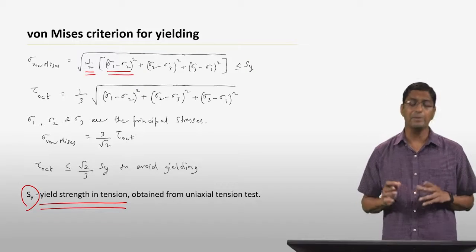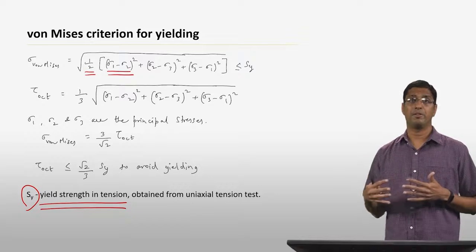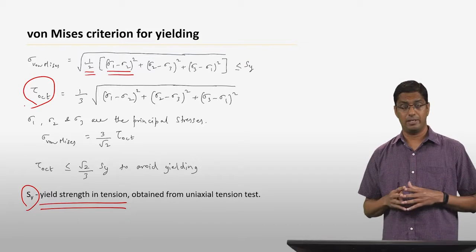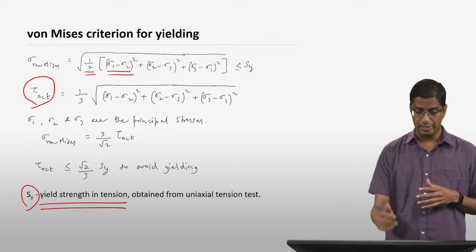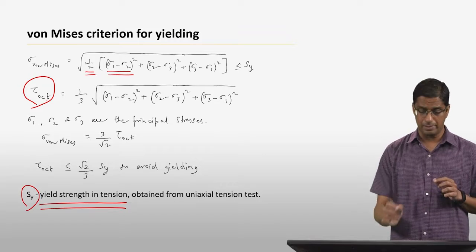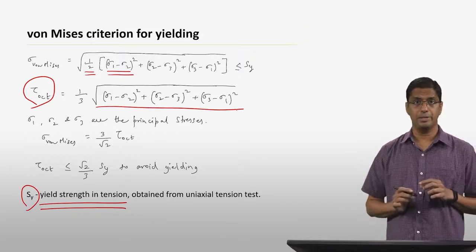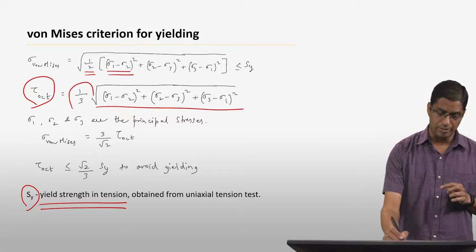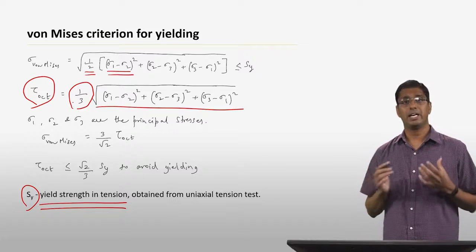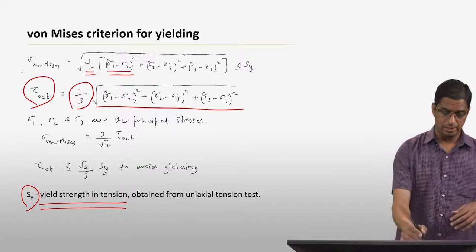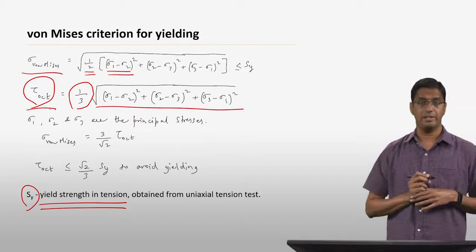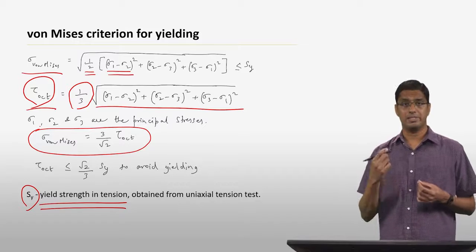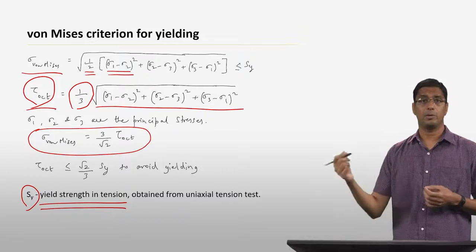Okay. Now, if you recall the expression for the octahedral shear stress, which is here, it has a formula that is very, very similar. If you look at the octahedral shear stress formula, it is the same term under the square root, but instead of a 1 over square root of 2 in front of it, you have a 1 over 3 factor in front of it. So if you look at the von Mises stress here and the octahedral shear stress here, they are related by this particular relationship. Sigma von Mises is 3 over square root of 2 times tau octahedral.